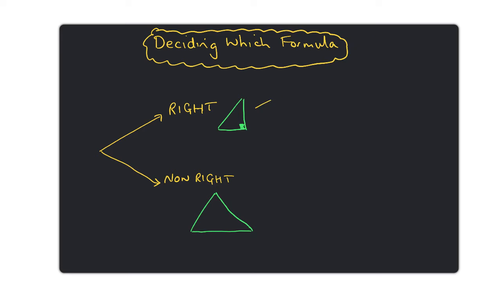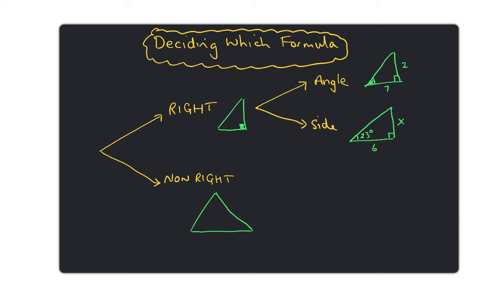And if it's a right triangle, are they asking to find an angle, or are they asking to find a side? For an angle, the question would look like this, where you're given two sides and you don't know the angle. If you're asked to find a side, then you will be given an angle, 23 degrees here. There's your right angle, and we've got to find x, and we know this is 6.